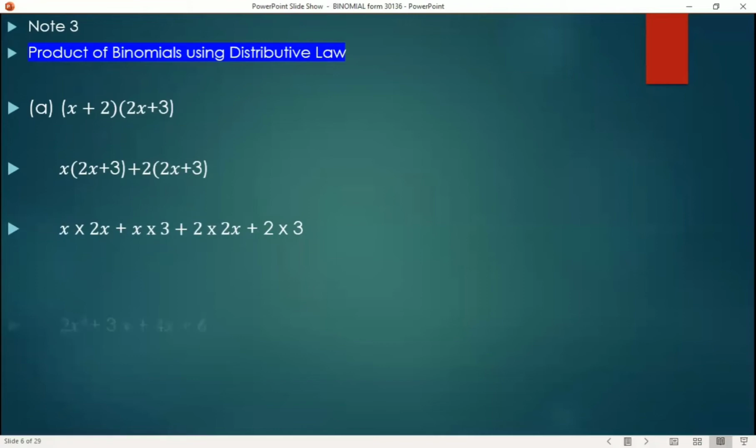So x times 2x is 2x squared, x times 3 is 3x, 2 times 2x is 4x, and 2 times 3 is 6. So the middle terms we have to simplify. That is 3x plus 4x gives 7x. So the final answer is 2x squared plus 7x plus 6.